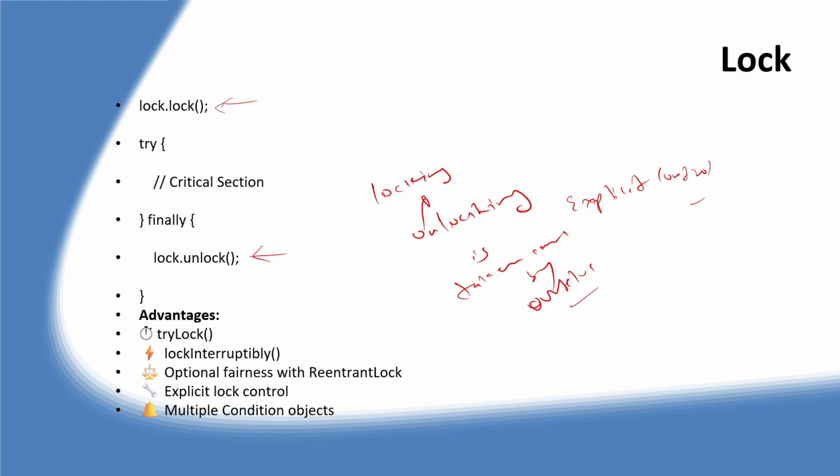We can attempt lock acquisition using tryLock, which is one advantage. We can use lockInterruptibly when we want a thread waiting for a lock to respond to interruption. ReentrantLock can optionally be created with a fairness policy, and a lock can create Condition objects for more flexible waiting and signaling patterns. We have seen the explicit lock control. So synchronized gives simplicity, and lock gives more explicit control and additional capabilities.